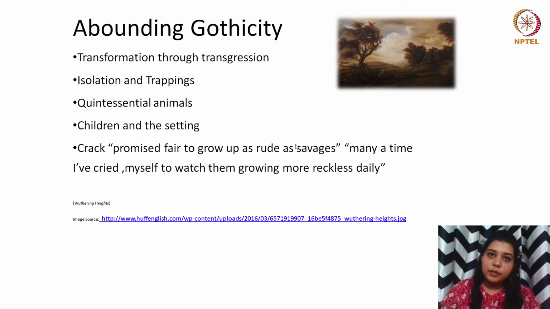The characters in the novel Wuthering Heights attain transformation only when they cross their boundaries, only when they transgress their habitual zones of domesticity. They achieve a changeover. So, for instance, we can see how a rude, savage-like girl like Catherine transforms into a lady only when she transgresses the boundaries of Wuthering Heights and enters Thrushcross Grange. Similarly, Heathcliff's transformation into a gentleman kind of figure happens only when he transgresses Wuthering Heights.